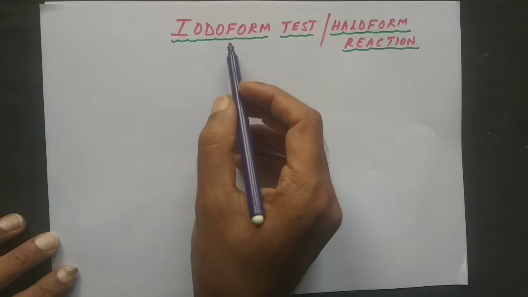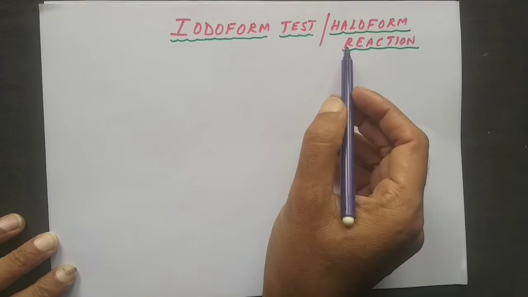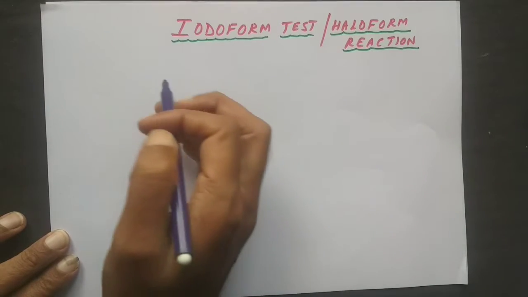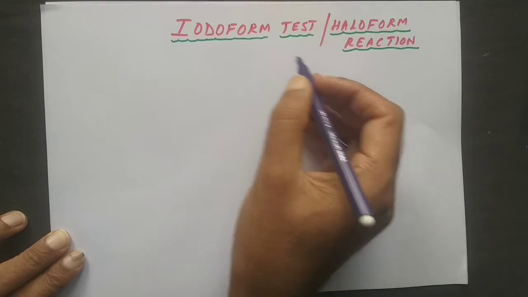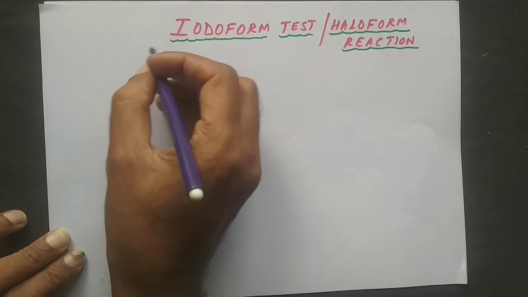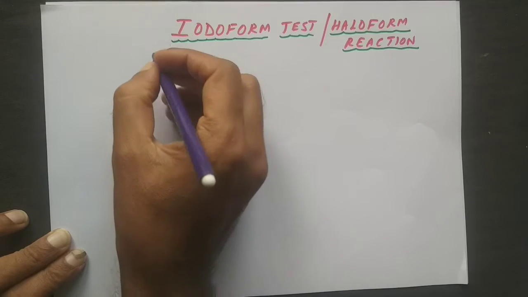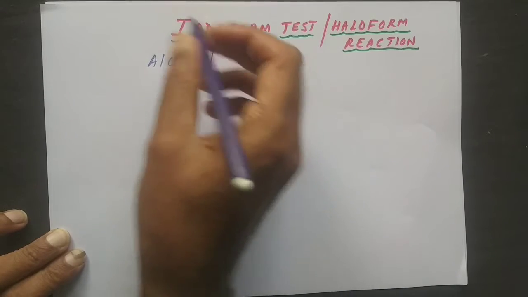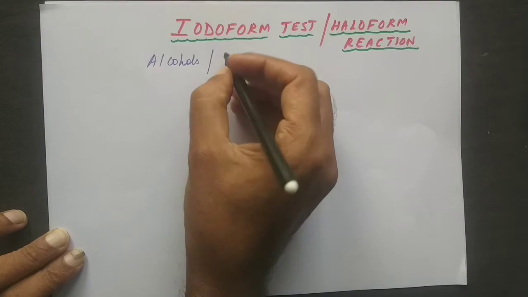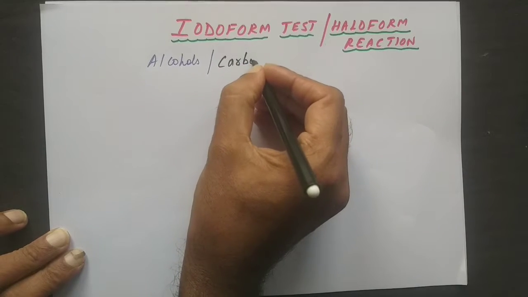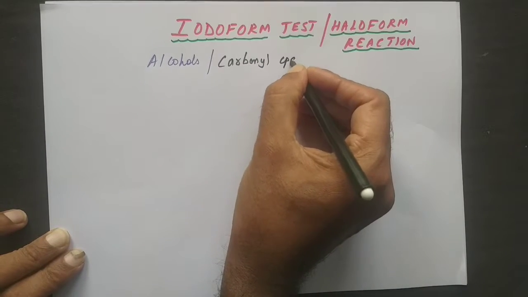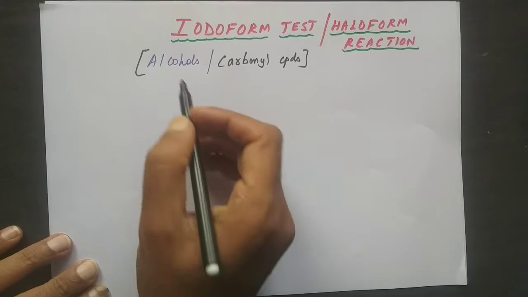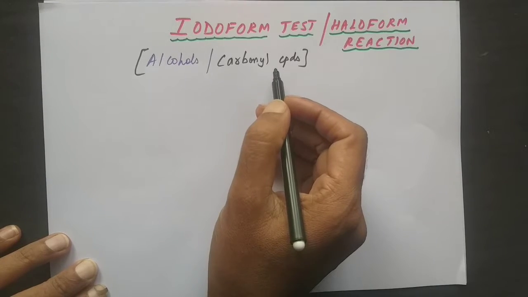So in this video, I will discuss the iodoform test. It can also be called the haloform reaction. When I speak about the haloform reaction and the iodoform test, it normally comes in two chapters: alcohols and the carbonyl compounds, aldehydes and ketones. So the iodoform test is shown by the alcohols as well as aldehydes and some ketones.